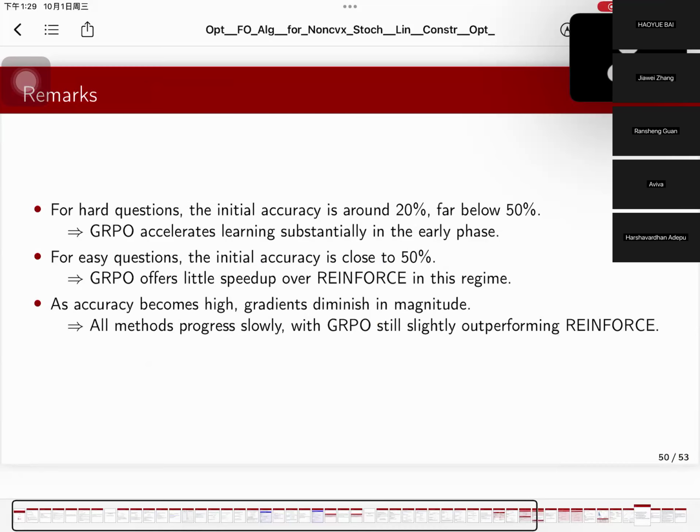So this is a further explanation. For easy questions, we started from accuracy around 50%. And when accuracy goes very high, like 60 or 80%, the gradient becomes very small. So the variance is very small, and we only have a very small decrease after any iteration. So for easy questions, GRPO does not show a big advantage compared to REINFORCE. But for difficult problems, we can see significant improvement of GRPO. This also validates our theoretical findings.